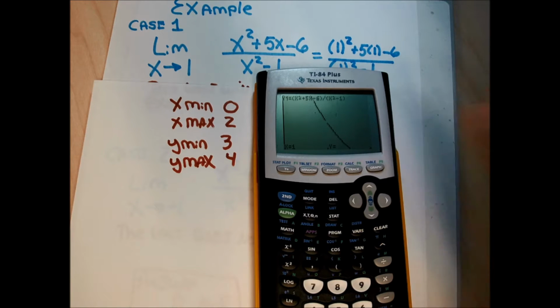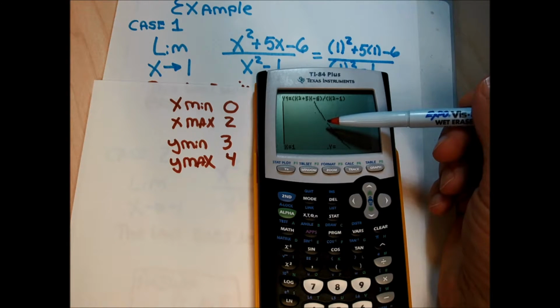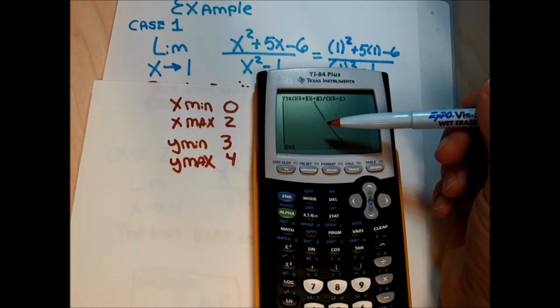When I hit my trace function, what it does is it goes right to that point, but it doesn't have a y value because the function isn't defined there. That's why I got 0 over 0. When you get a 0 in the denominator, the graph doesn't exist there. If the graph doesn't exist in a fraction, there's either an asymptote or a hole. And in this case, there was a hole.